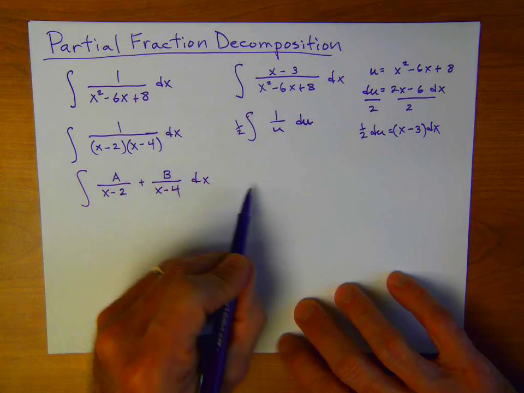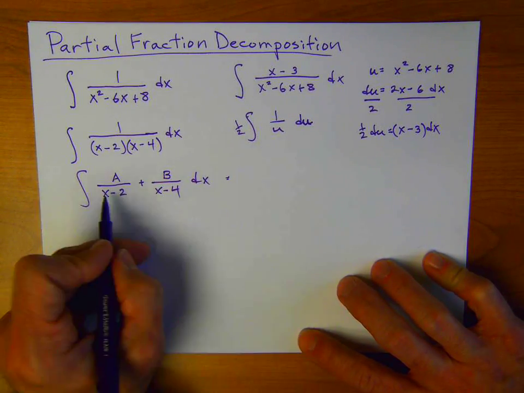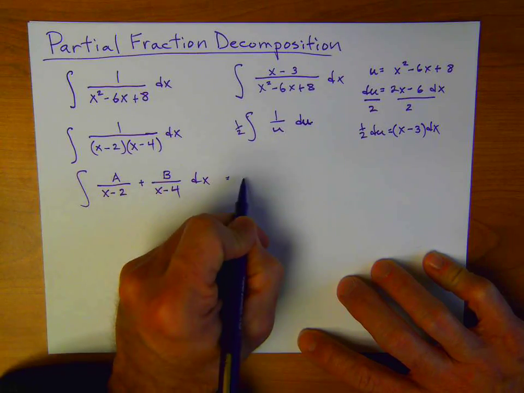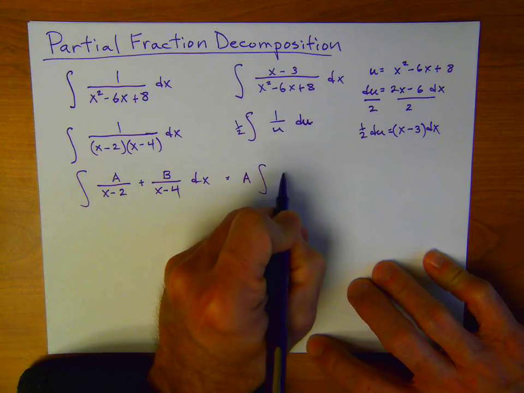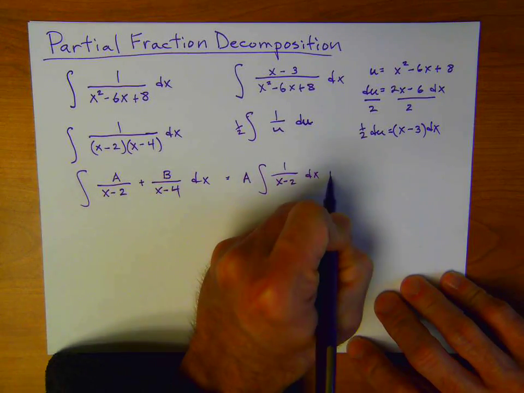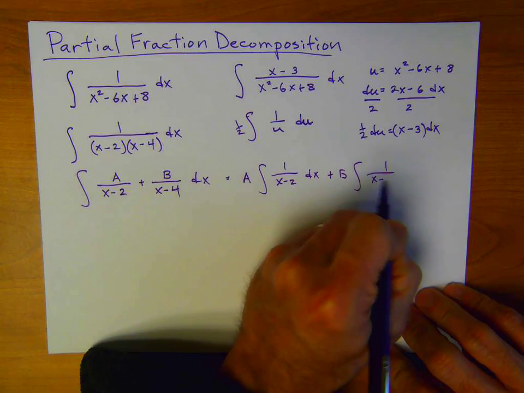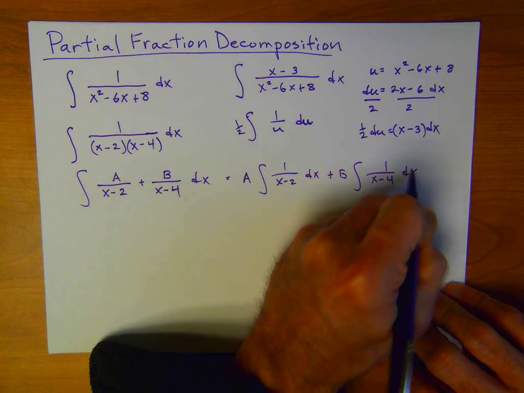If we can, that might be easier to integrate. Why? Well, I can rewrite that. The a, if it's just a number, that's what we're looking for, can come out front, and I have the integral of 1 over x minus 2 dx, plus b times the integral of 1 over x minus 4 dx.